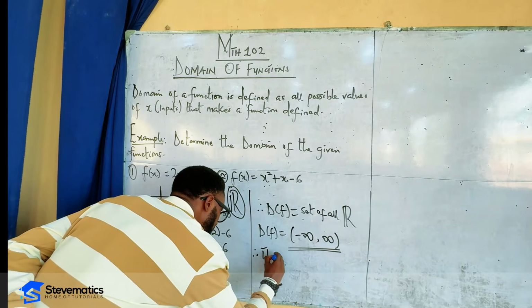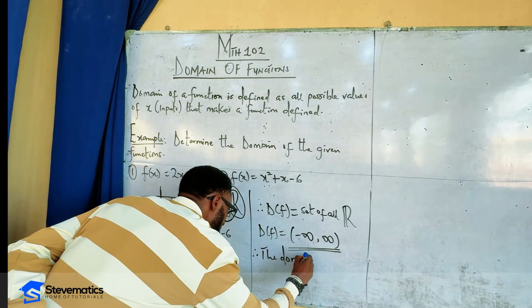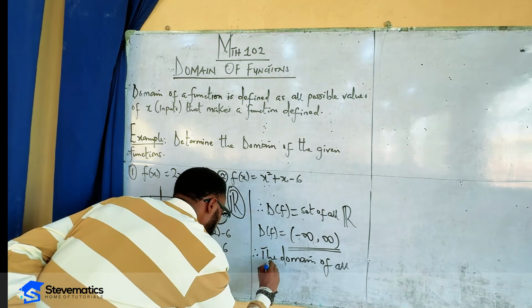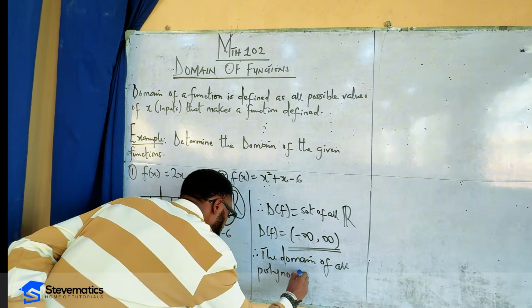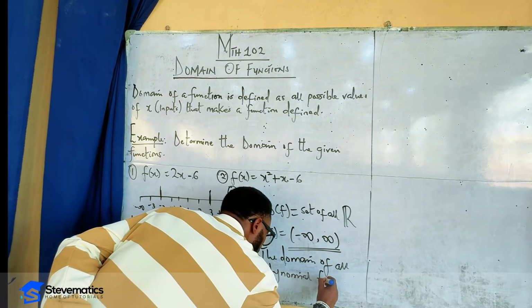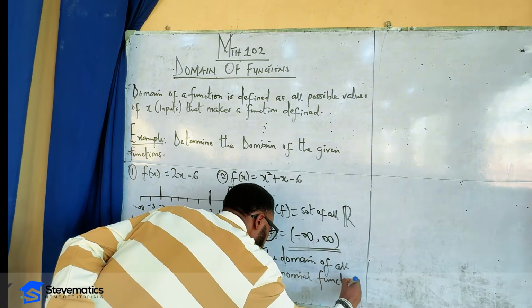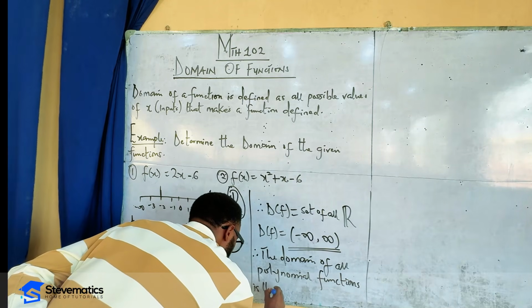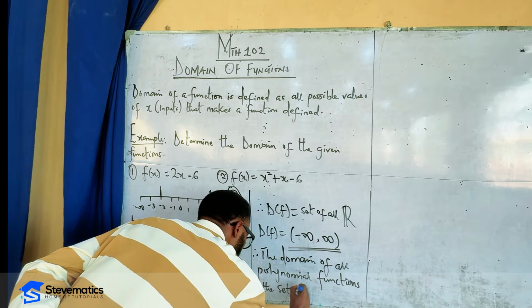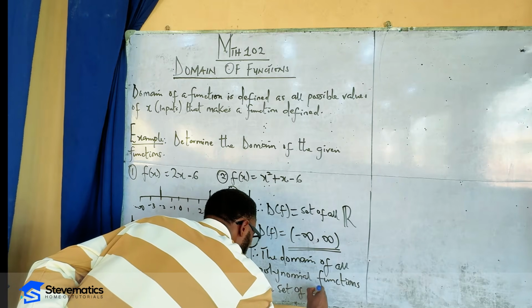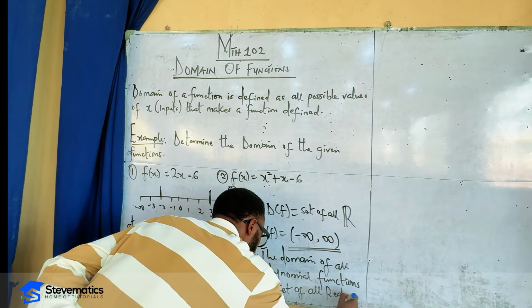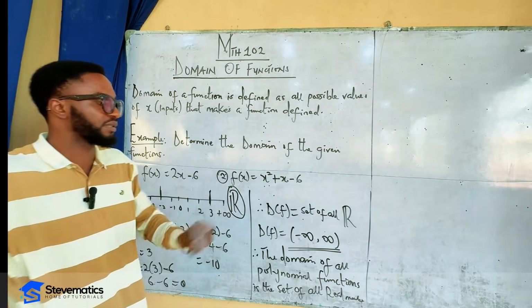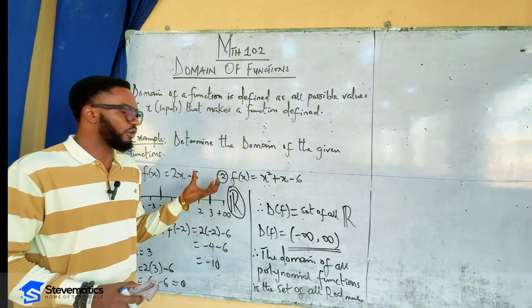therefore, the domain of all polynomial functions is the set of all real number. This is the domain of all polynomial functions.